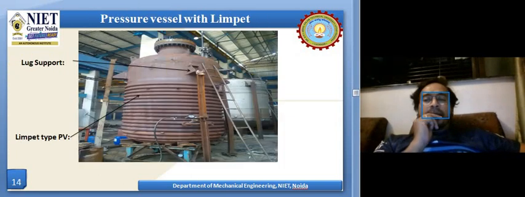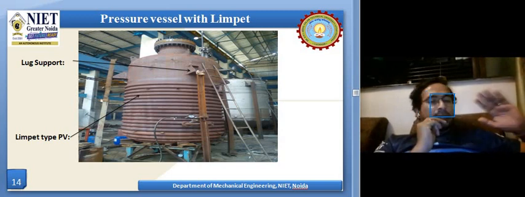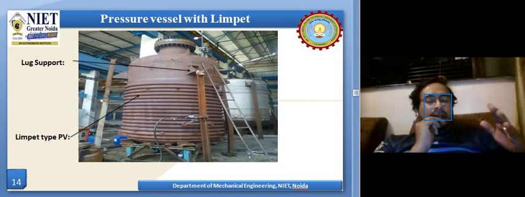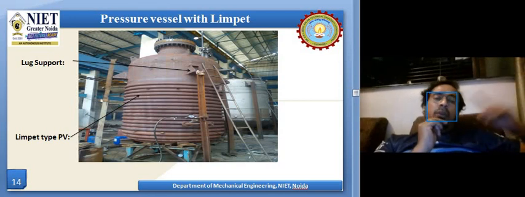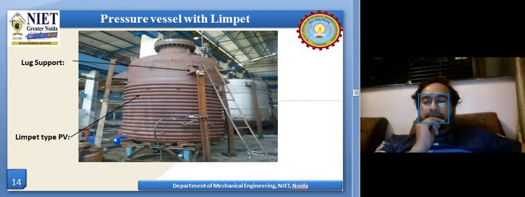So this is something like a lug and leg type of support. Also, there is a limpet on the periphery of the pressure vessel, as shown. This limpet is nothing but a pipe which is being cut, you can say, into two parts, and it is like half of the pipe being welded throughout the periphery of the pressure vessel.